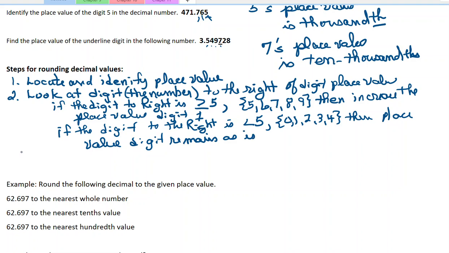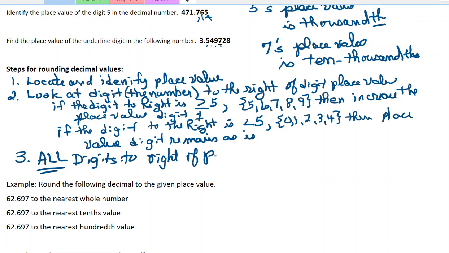Then we have the last step. All digits to the right of the place value drop off. They are not considered, because you stop the number at that place value.